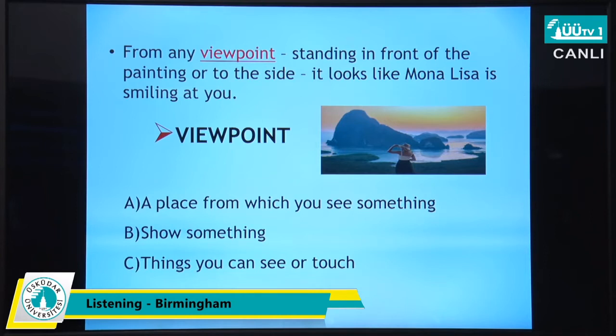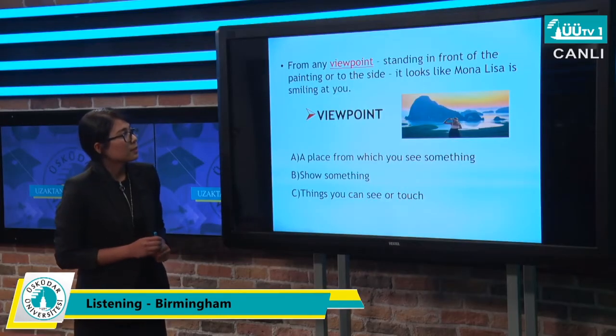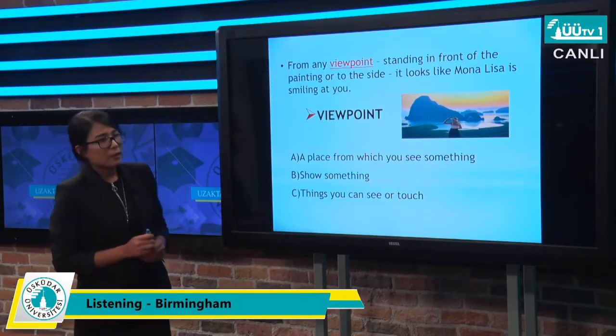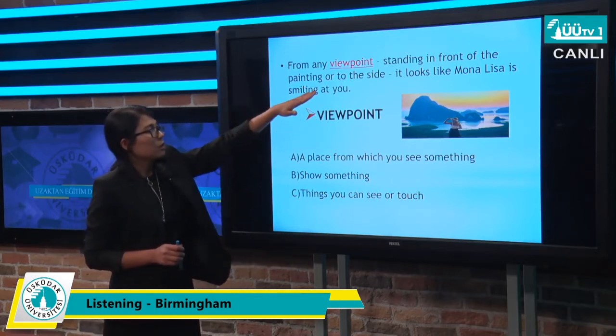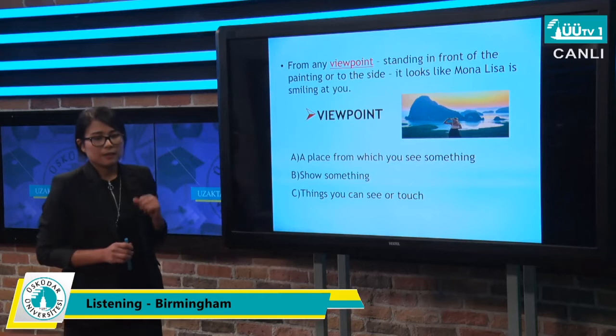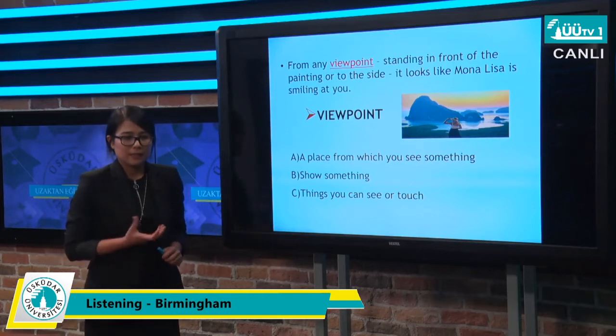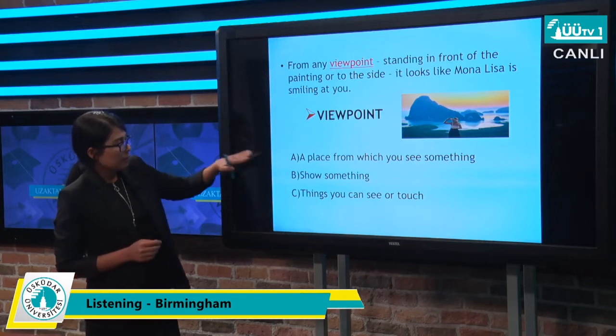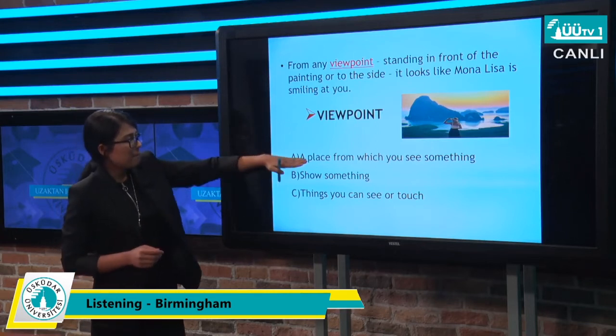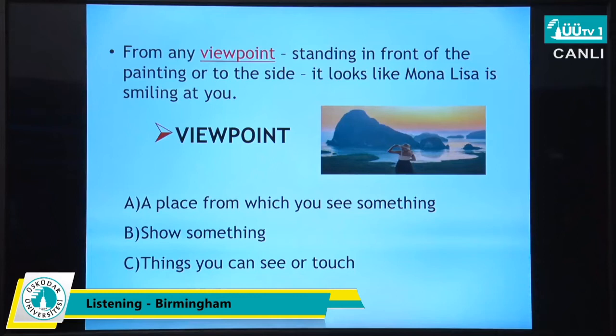As you see, we have the verb see in two options. But how can we know which is the best and suitable definition of our word? We have to go back to our sentence. And as you see in our sentence, in this part, standing in front of the painting or to the side, it shows us that we need to find a place, a position of something. So our answer will be A, because we have here a place from which you see something.